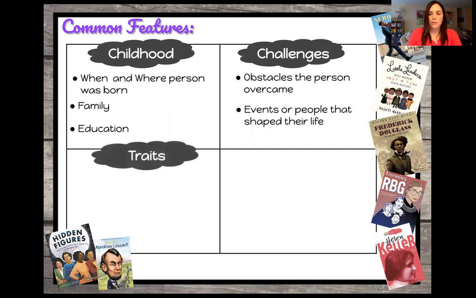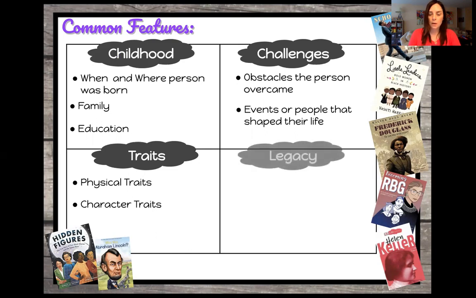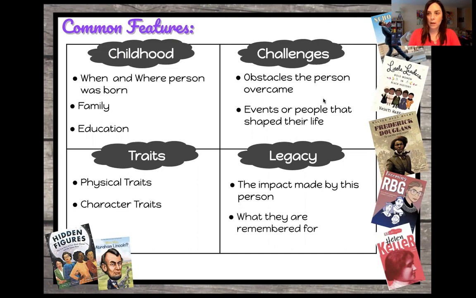In a biography, you'll find information on the traits. So this is the physical traits and actual character traits of whoever you're reading about. And we're going to get into that a little bit deeper later on in the lesson. And then lastly, biographies will have information about the person's legacy. So what impact was made by this person and what are they remembered for?